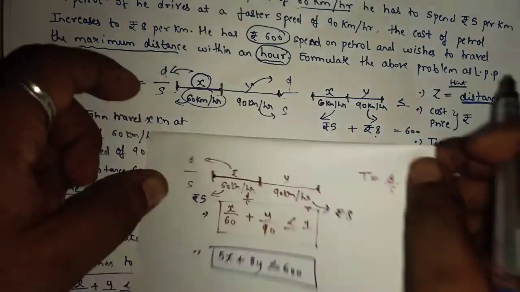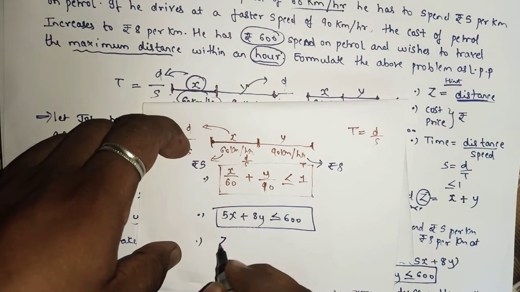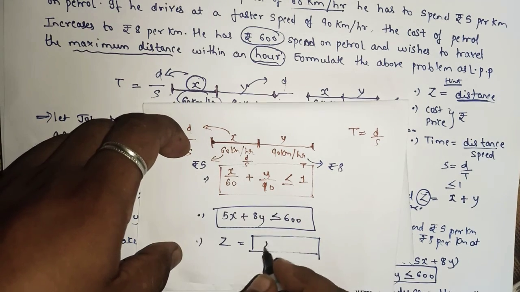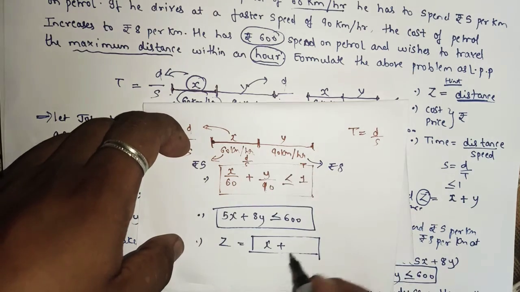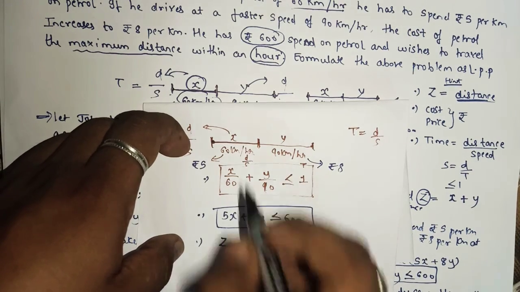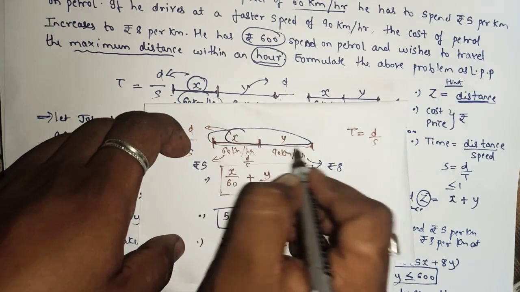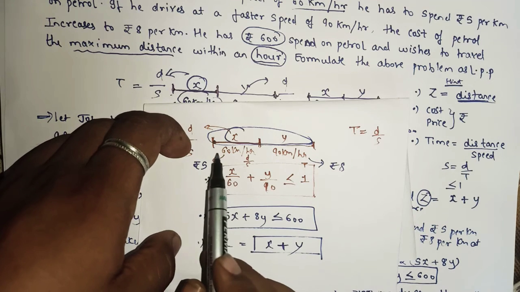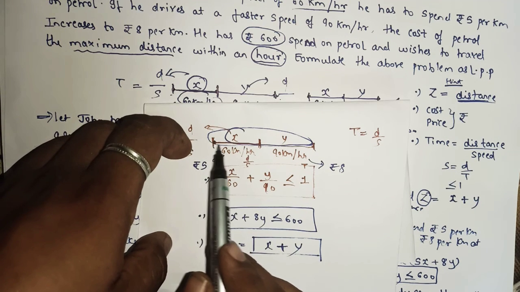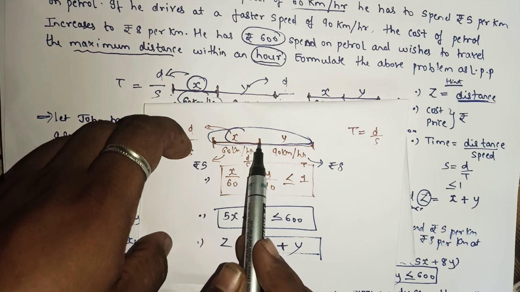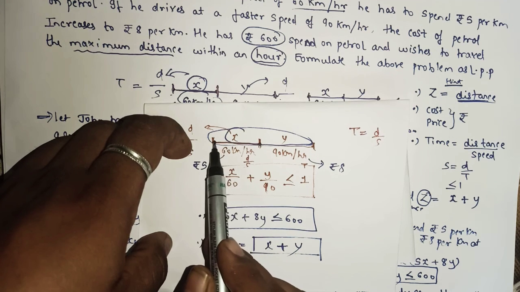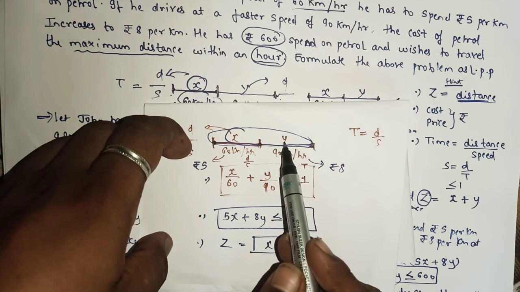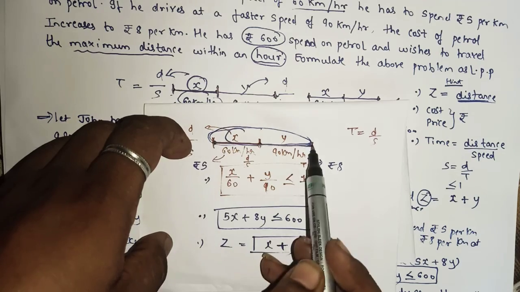What about the z? Z is what, he has to cover a certain distance. So the distance from here to here is x plus y. Why did I write plus here? Because we have to find the total distance from here to here, yes or no? For x, it traveled a certain distance at a speed of 60 kilometers, and it traveled a certain distance at a speed of 90 kilometers per hour, for which we took y. So the total distance from here to here will be x plus y.